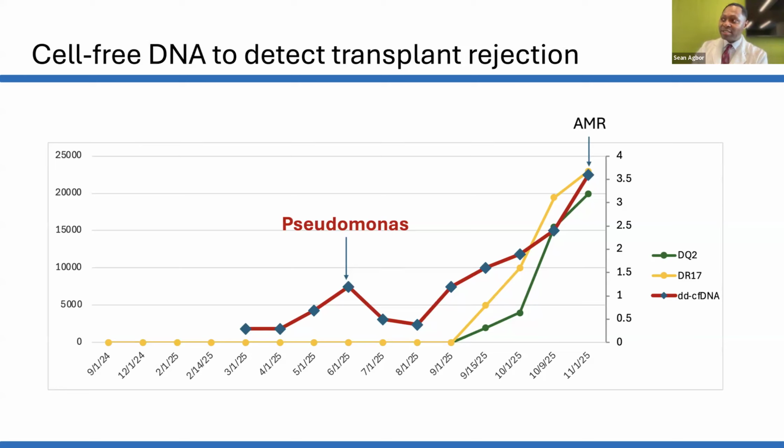I would like to emphasize two core principles here. The first is that with this Pseudomonas infection, as with true infection, you can have a rise in cell-free DNA, just as in rejection. The second is that at the time of AMR diagnosis, your cell-free DNA levels are high. But more importantly, preceding that diagnosis of AMR, you have a rise in cell-free DNA. And it wasn't just in this case that we saw.